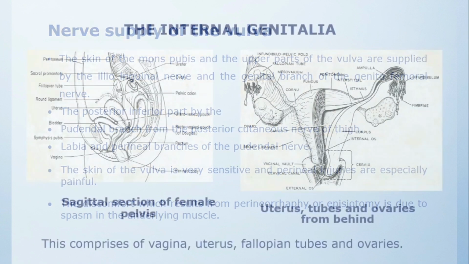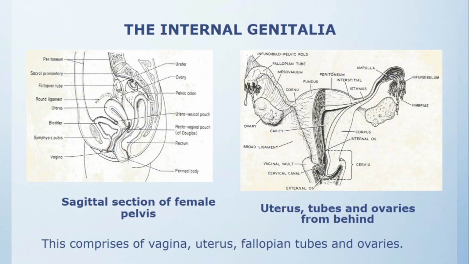So, the internal genitalia. The internal genitalia comprises the vagina, the uterus, the fallopian tubes, and the ovary. Look at this. This is the ovary. This is the fallopian tube on the left, and also on this side. This is the ovary on this side. And this is the uterus, and this is the vagina. So the internal genitalia comprises the vagina, the uterus, the fallopian tubes, and the ovary.